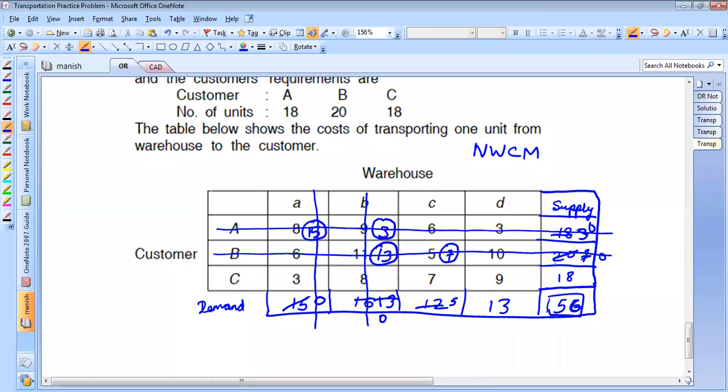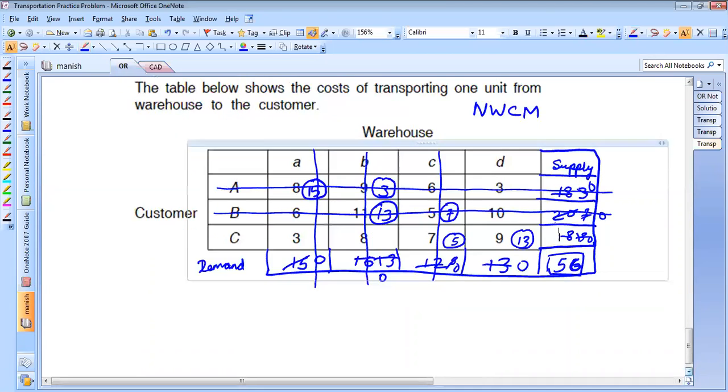Sorry. Then again here we will make an allocation 5. This will become 0. This gets eliminated. Here it becomes 13, becomes 0. This becomes 0. Here it becomes 13. So the cost of transportation now will be equal to, for cost of transportation, I said it earlier also, you can use Z, I am using T.